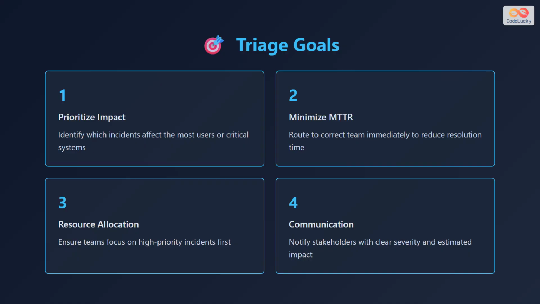There are four main goals of incident triage. First, prioritize impact by identifying which incidents affect the most users or critical systems. Second, minimize MTTR, which stands for mean time to resolution, by routing to the correct team immediately to reduce resolution time. Third, allocate resources effectively by ensuring teams focus on high-priority incidents first. Fourth, communicate clearly with stakeholders by notifying them with clear severity levels and estimated impact, so everyone understands what's happening.